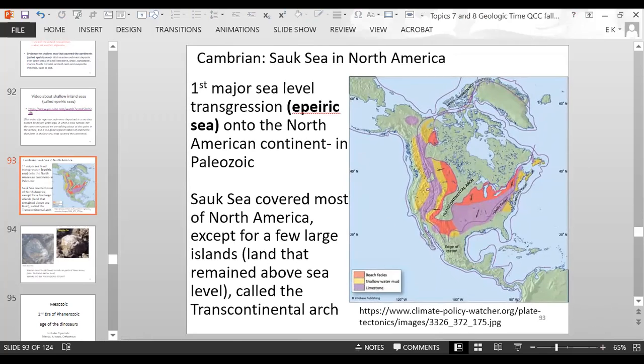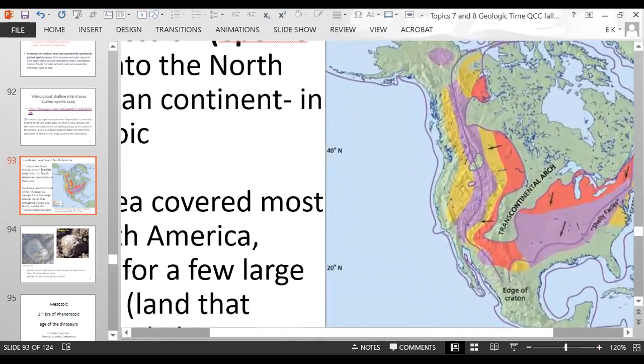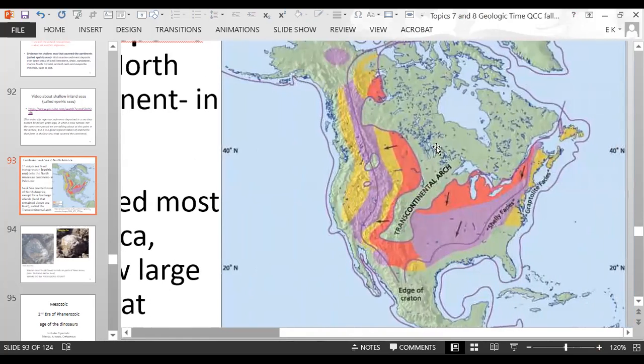So if we zoom in, the Transcontinental Arch is right here. It goes down sort of the middle of the country. And that is land that was exposed above sea level. And everything else was pretty much underwater.